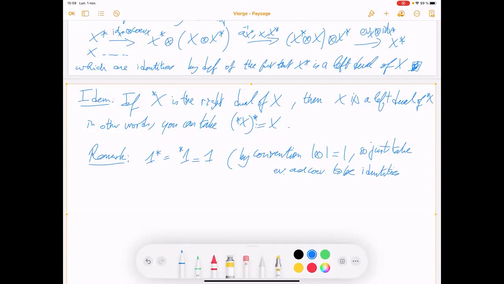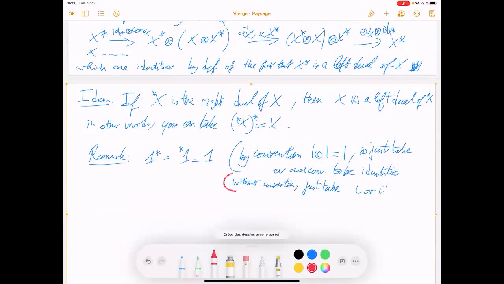And if you don't want to use a convention, so without convention, just take iota or iota inverse. So what we call iota inverse is the definition of a monoidal category. This is a unit structure or something like that. But yeah, we will not use this. We will use the convention.